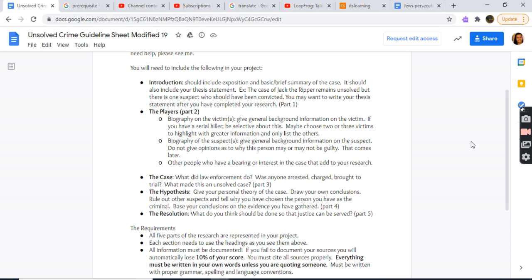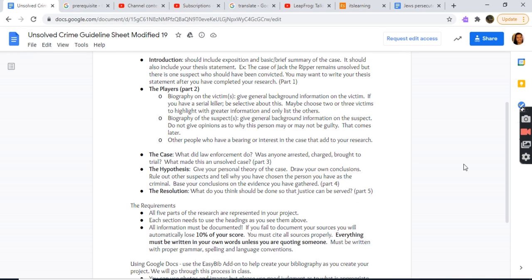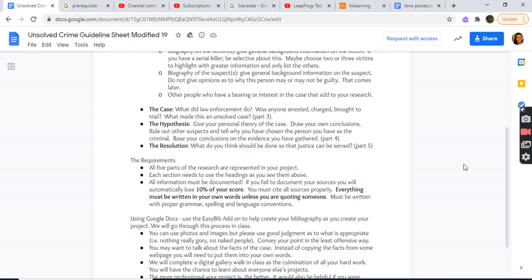Biography of the suspects. Give general background information on the suspect, like I said on the other part. Do not give opinions as to why this person may not be guilty. That comes later. Other people who have bearing or interest in the case to your research. The case. What did the law enforcement do? Was anyone arrested, charged, brought to trial? What made this an unsolved case?